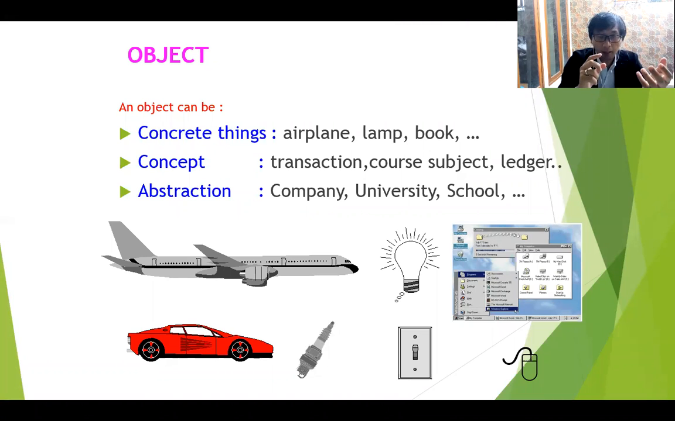So these are the three things that you can keep in your mind as your solid base when you have to define an object. What is an object? You have to think about this condition. An object can be a solid or concrete thing, can come from a concept, and can also come from an abstraction.